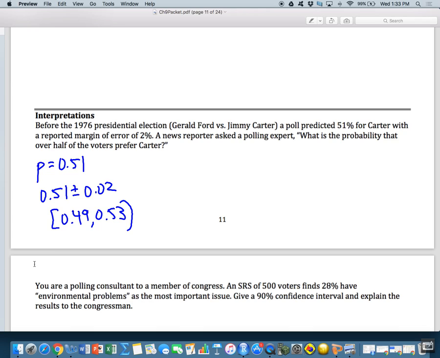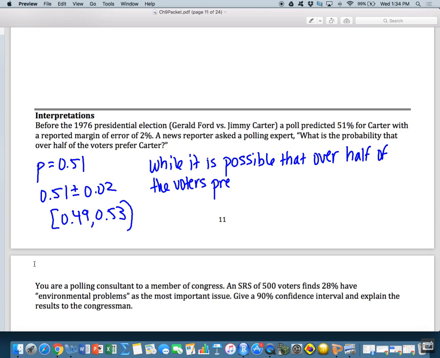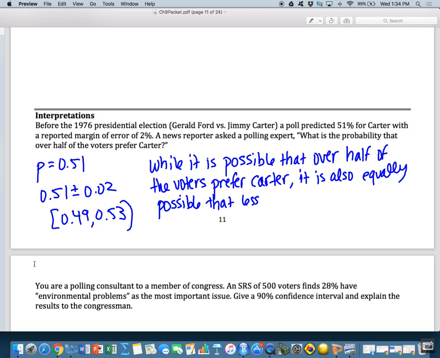So when it says, what is the probability that over half of the voters prefer Carter? Is it possible that over half prefer Carter? Is it possible that less than half prefer Carter? Yes. So we can't answer this question at all. So here's what we're going to write. While it is possible that over half of the voters prefer Carter, it is also equally possible that less than half prefer Carter.